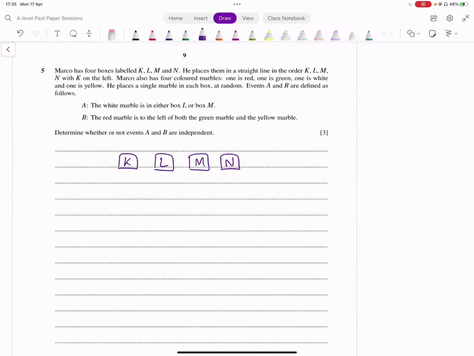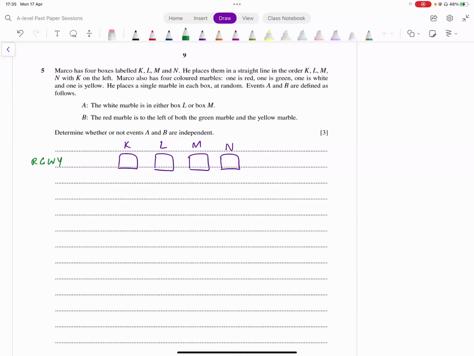Now he has 4 colored marbles: red, green, white, and yellow. He places a single marble in each box at random. Events A and B are defined as follows. Okay, let's write this up: the labeling of the boxes is K, L, M, N. What do we put inside them? R, G, W, yellow. These 4 colors go inside.